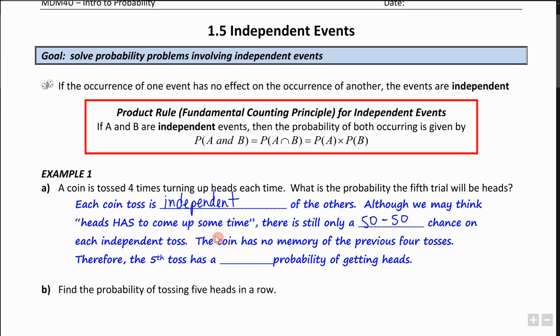The important thing about probability is that probability has no memory. You could flip a coin and get tails 20 times in a row. It does not mean that the next time you flip the coin, you'll be guaranteed heads. There is no memory. You have a 50-50 chance no matter what coin flip you're doing to get a heads or a tails. Each coin flip is independent of each other. So therefore, the fifth toss has a 50% probability of getting heads.